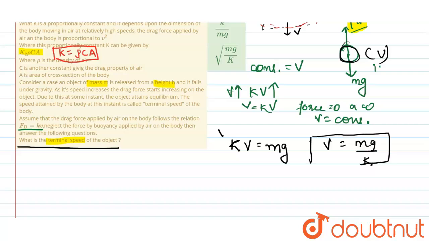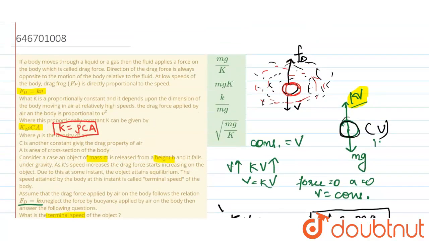This is the value of terminal velocity, mg by k. Let us see which option it is. First option. So this is our answer.